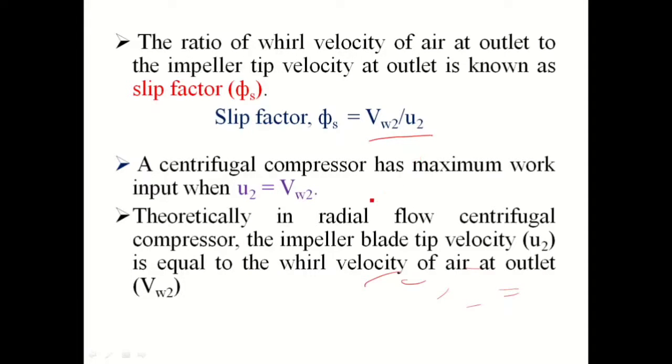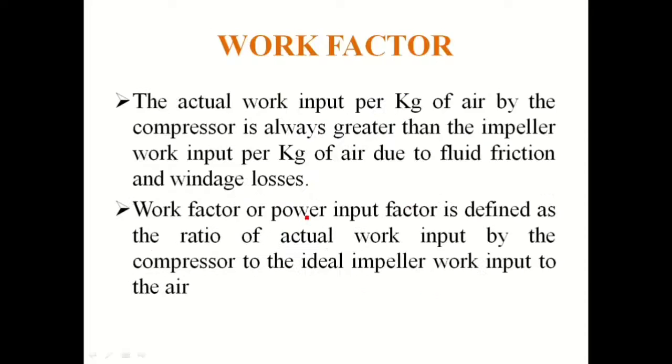A centrifugal compressor has maximum work input when U2 is equal to VW2. So the maximum work input is required when the peripheral velocity of the compressor becomes equal to the whirl velocity of air at the outlet. Theoretically, in a radial flow centrifugal compressor, the impeller blade tip velocity U2 is equal to the whirl velocity of air at outlet, so VW2 is equal to U2.